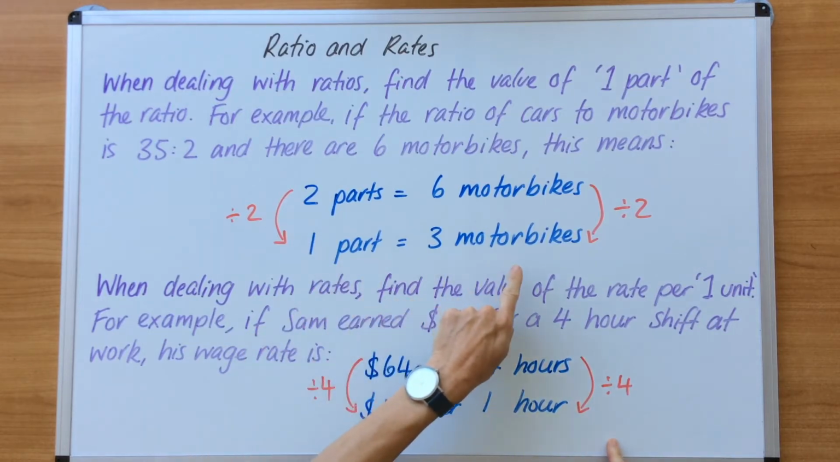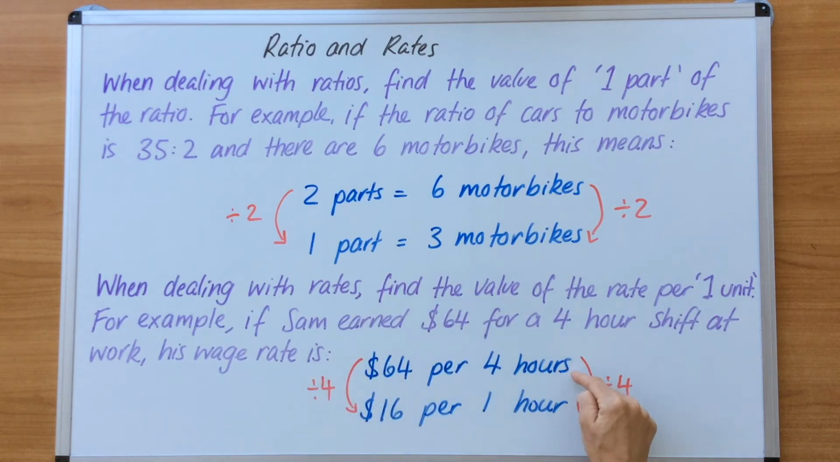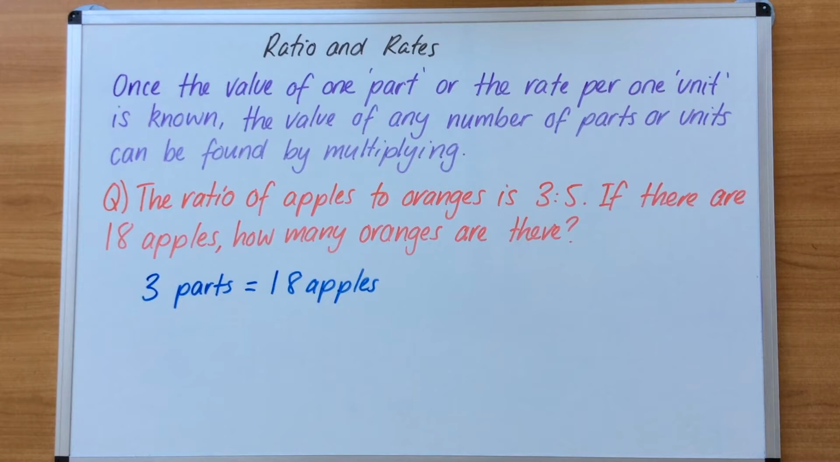Very similar to this here. So you divide 4 hours by 4 and you get 1 hour. What you do to this side, you must do to this side as well. So $64 divided by 4 gives you $16. It tells you that Sam earned $16 per 1 hour.